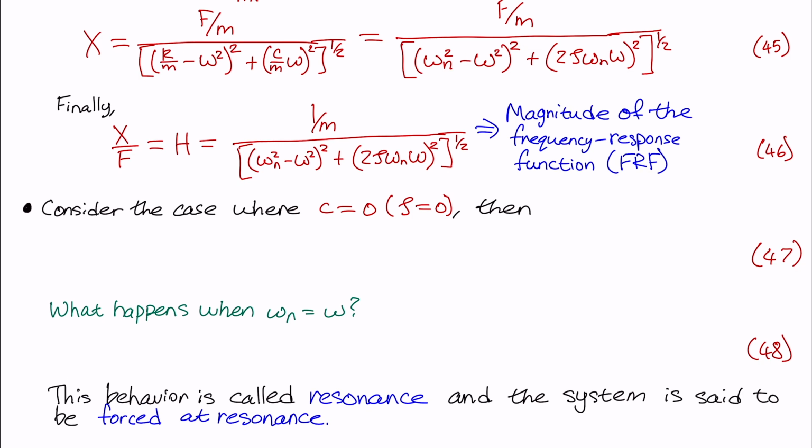We're going to consider the case when c is equal to 0. And in this case, we're going to get here that X of omega is equal to F over m divided by omega n squared minus omega squared. And then I want you to tell me what happens when omega n is equal to omega. Take a moment and think about it and catch up and then tell me.